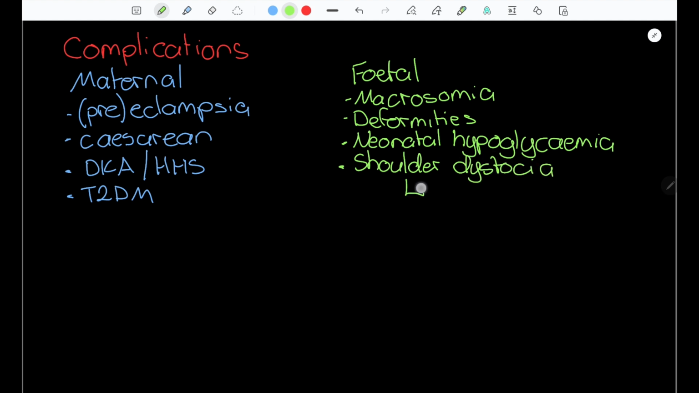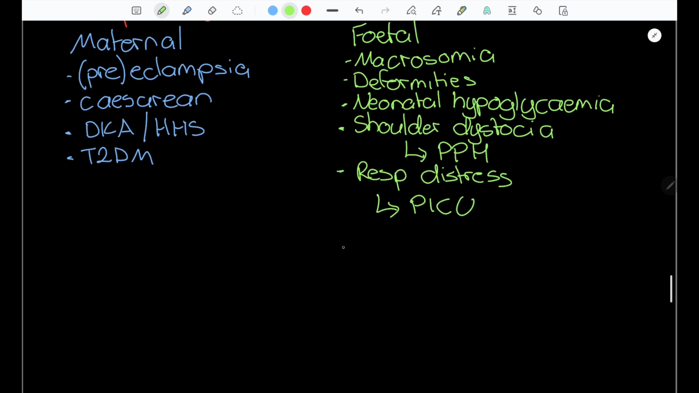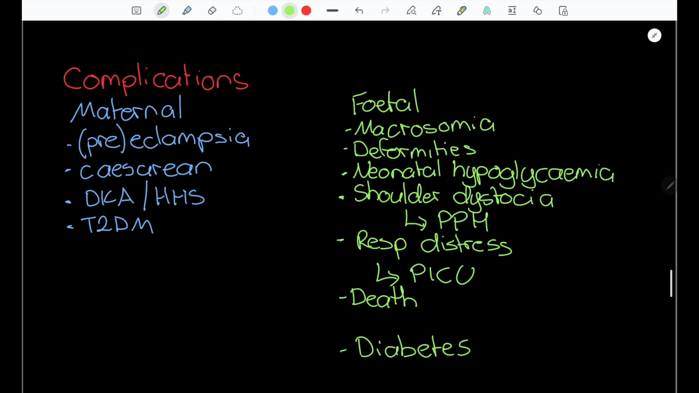Shoulder dystocia, which is a birthing complication as a result of the baby getting stuck in the pubic symphysis during the birthing process, and can lead to hypoxic injuries and fetal death if not rapidly rectified. Respiratory distress syndrome and resulting PICU admission, there is a risk of death, and later on in life in the baby, there is an increased risk of diabetes.